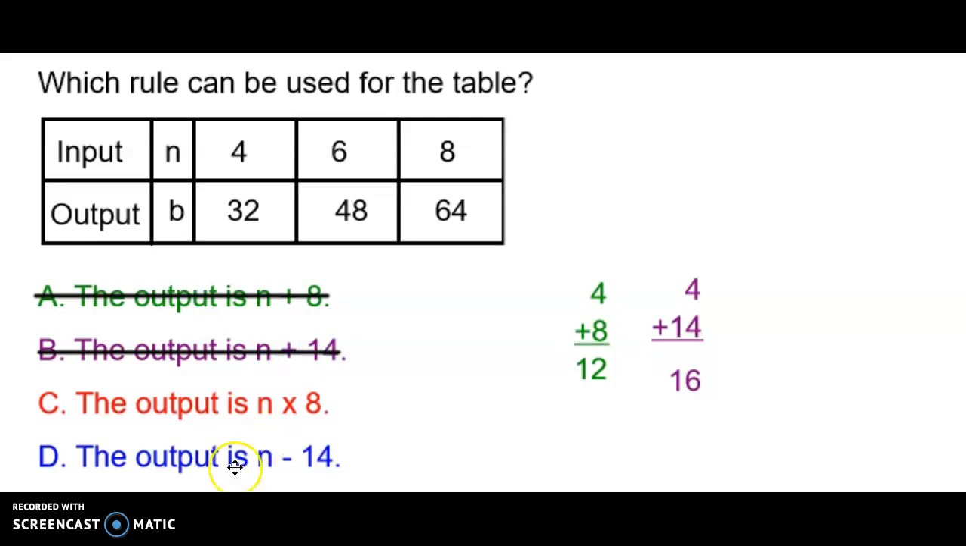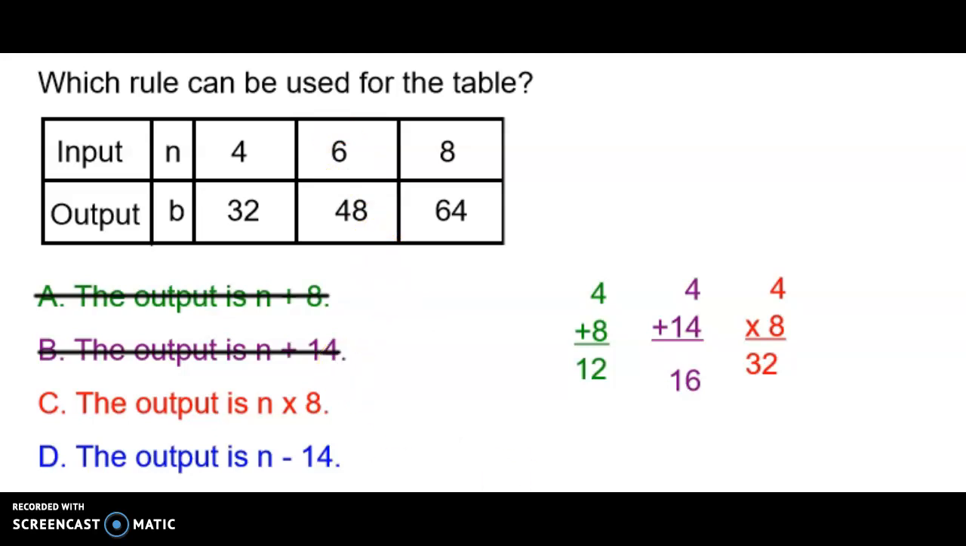It says the output is n times 8. So that means we're going to take the 4 here and do times 8, and that's going to give us the output. So 4 times 8, if you know your facts, which we should, is 32. So it works here for this first one. Let's try that times 8 for here. Well, 6 times 8 is also 48. So I know that works.